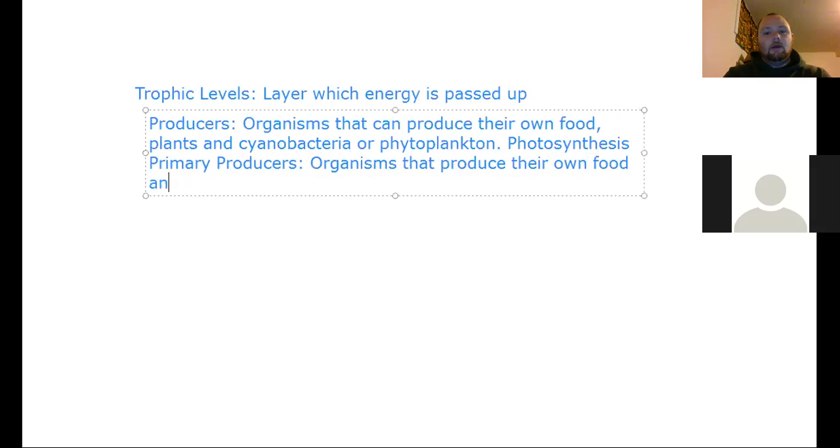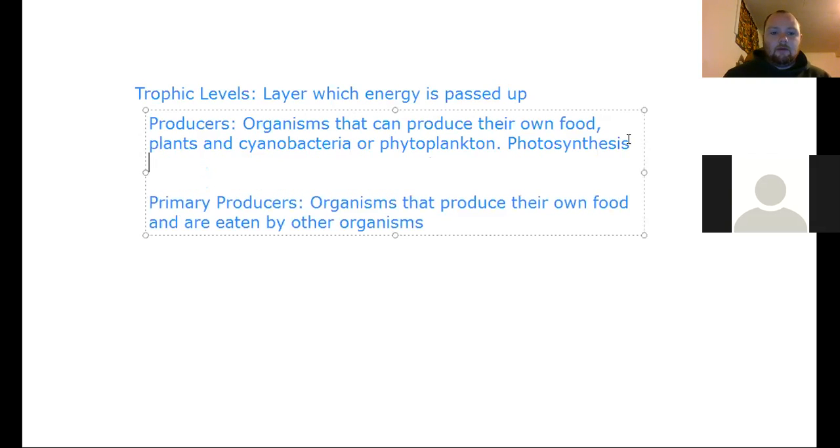Now, in every single ecosystem on the planet, you are going to need to have primary producers. These are organisms that produce their own food and are eaten by other organisms. So around here, what is going to be the main primary producer? Like flowers and plants and stuff. Well, it's going to be grass. A lot of grass for the most part. That's what deer are going to be eating. You're going to have some of your bushes. But yeah, all your plants, that is the primary producer. That's your first trophic level.